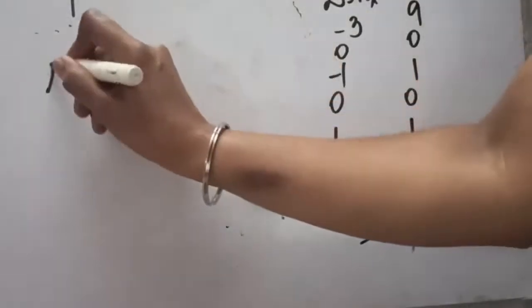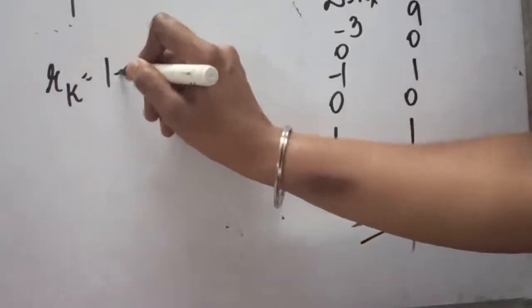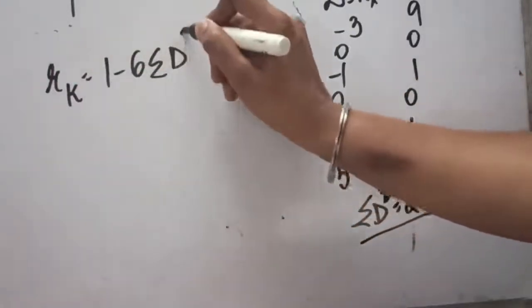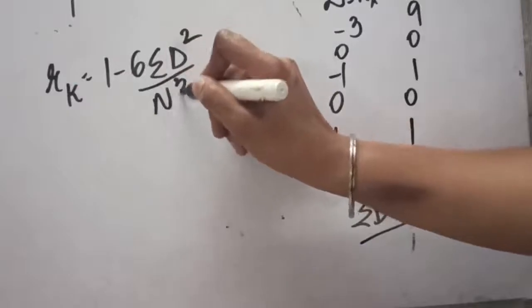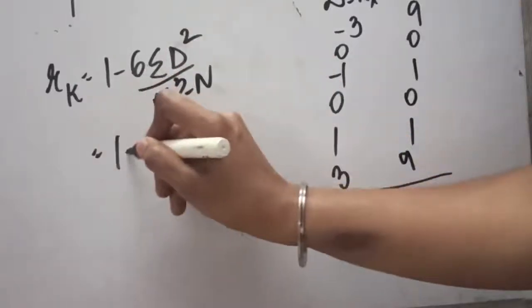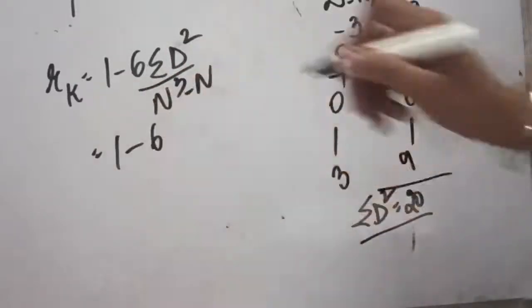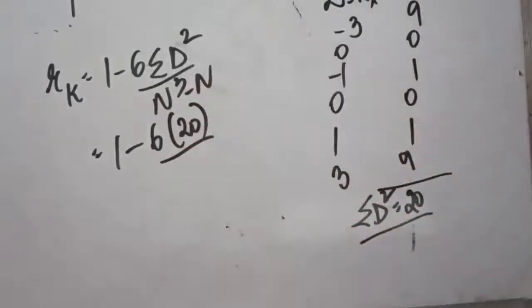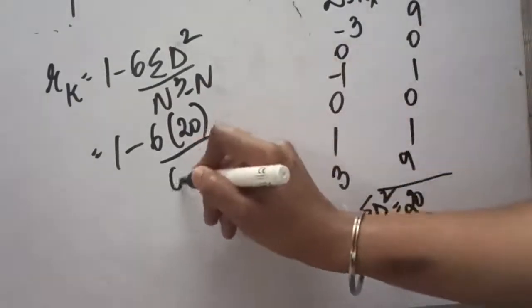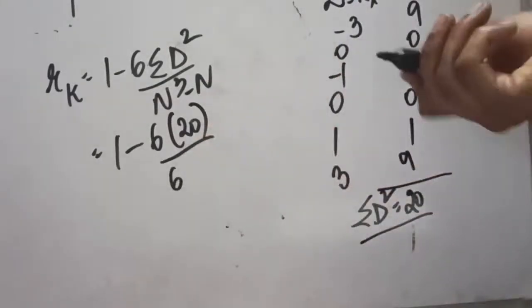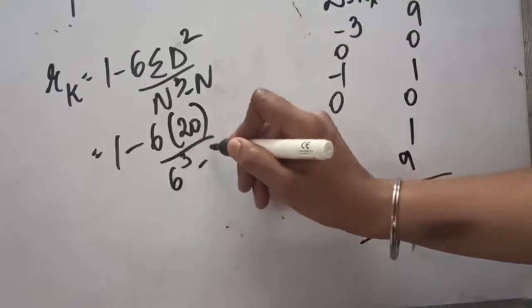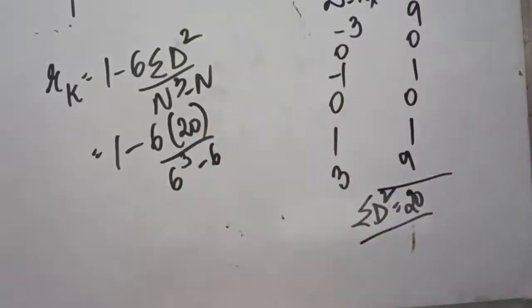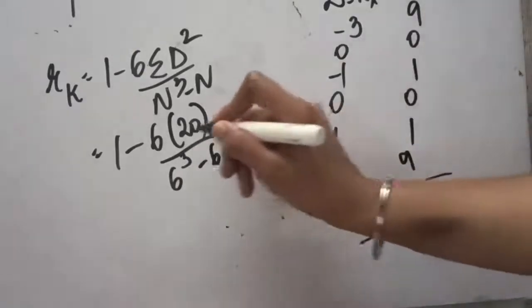So the formula for calculating the rank correlation was 1 minus 6 sigma d square divided by n cube minus n. Sigma d square is 20, so replace it with 20. N, as these are individual series, is the number of observations. So here you can see there were 6 observations or 6 total ranks. So 6 cube minus 6. So you can solve this now.